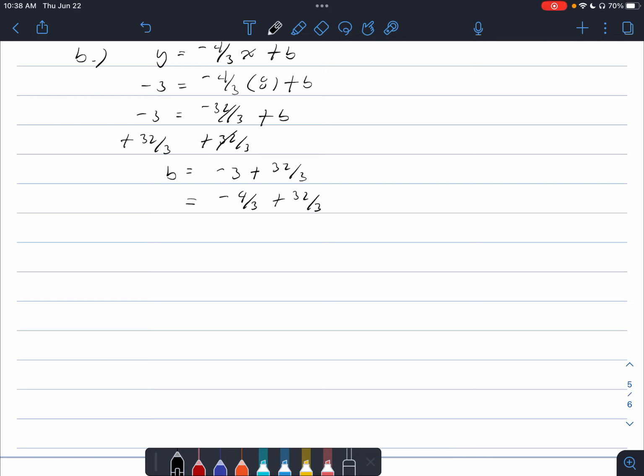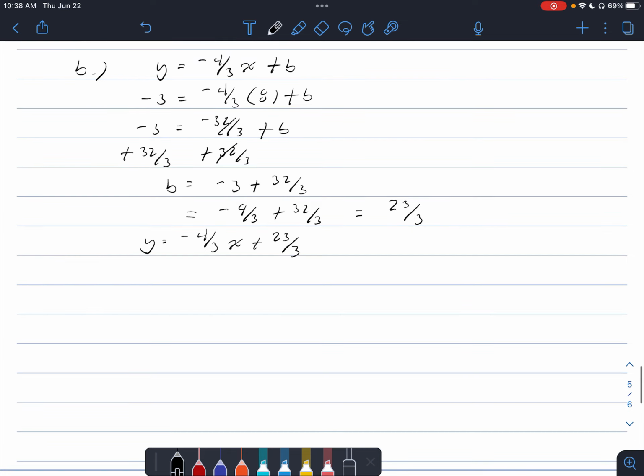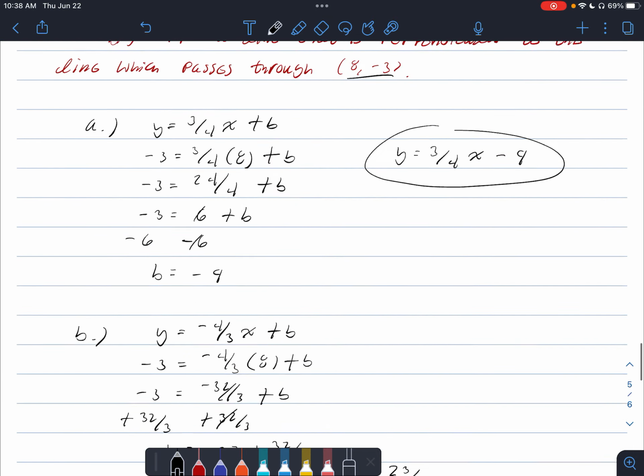And that's going to give us 23 over 3. And we can't simplify that anymore. So we have y is equal to negative 4/3 x plus 23 over 3. So this would be an equation of a line that is perpendicular to the given line.